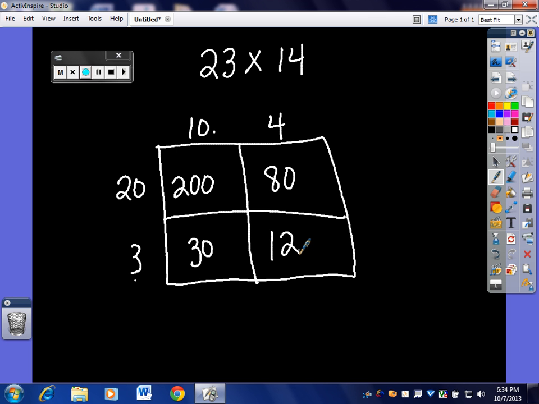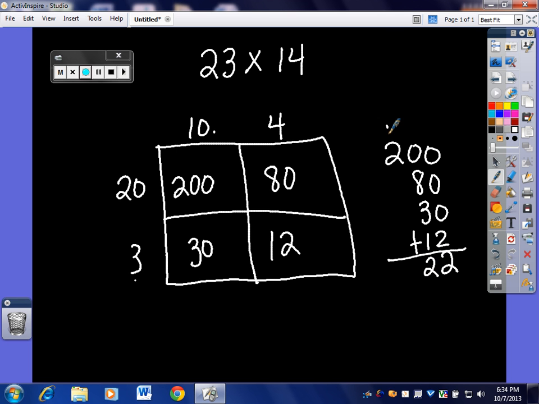Alright, so we found all the products. So now what we have to do is take those products and add them up. So we're going to add 200 plus 80 plus 30 plus 12. So 2 plus 0 is going to be 2. 8 plus 3 plus 1 is 12. So that would be 2. Carry our 1. And then 1 plus 2 is 3. So the answer to our problem is 322.